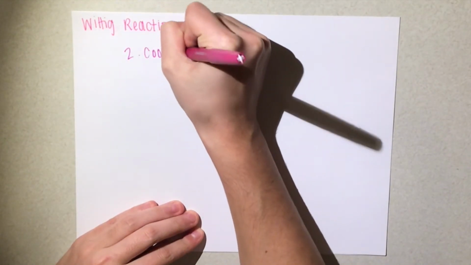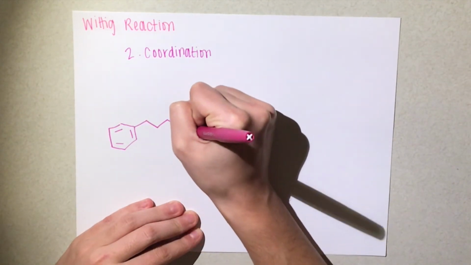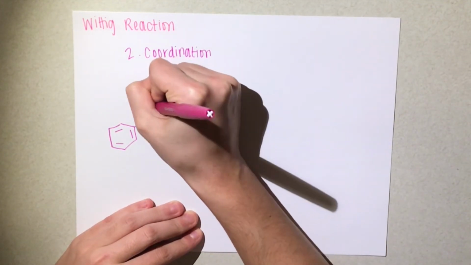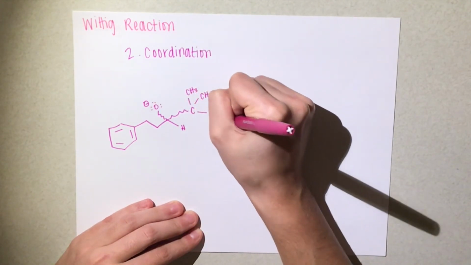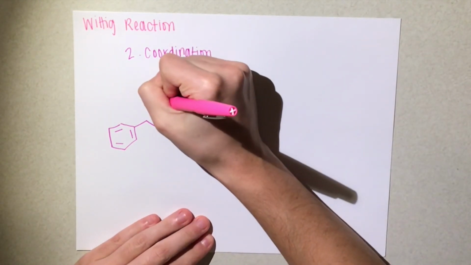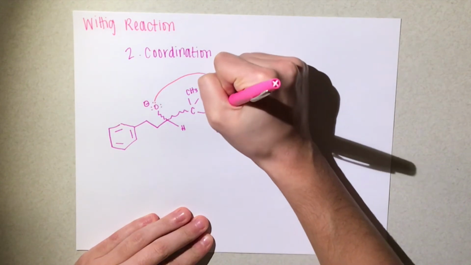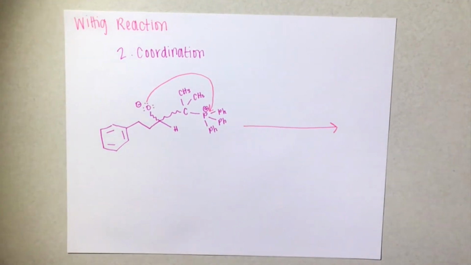The second step is coordination. The first step, nucleophilic addition, synthesized a betaene. A betaene is characterized by a positive and negative charge, separated by two uncharged atoms, as shown here. The negative oxygen attacks the positive phosphorus due to intramolecular attraction. This will form what is known as an oxaphosphetane.